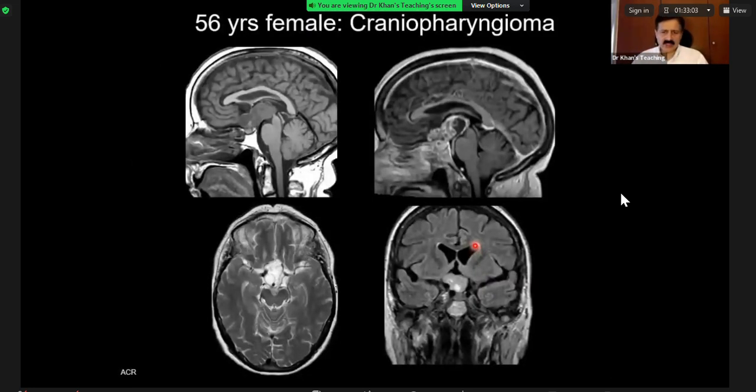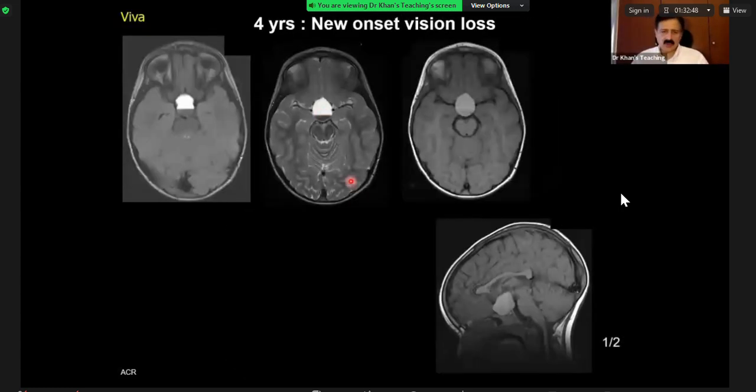Just to make a point that this is a 56-year-old with a similar lesion to the one which we saw. And this was a craniopharyngioma, but the age group is different. So this was a craniopharyngioma. Now, candidate 4.